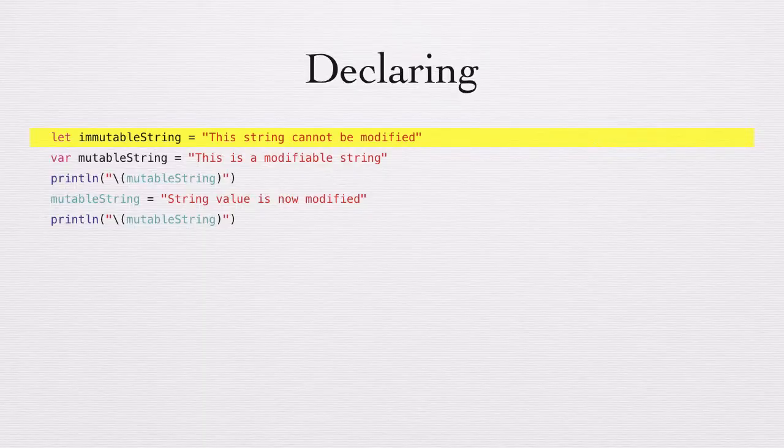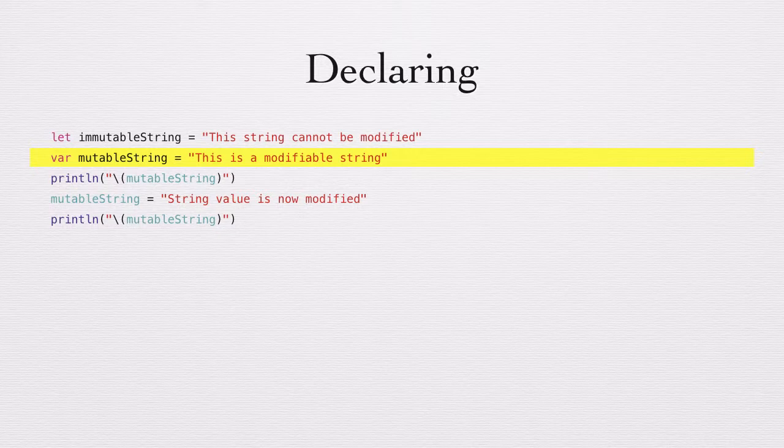Having studied arrays and dictionaries, we now move on to study strings in Swift. You create a string in Swift by creating a constant or a variable that is assigned to a string literal. In this example, we create a string constant called immutableString that is assigned the string literal to the right-hand side of the equals sign. Attempting to modify this string further in your code results in a compile time error.